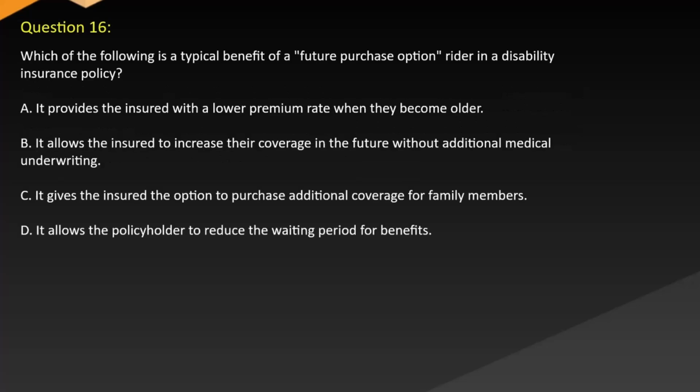Question 16. Which of the following is a typical benefit of a future purchase option rider in a disability insurance policy? A. It provides the insured with a lower premium rate when they become older. B. It allows the insured to increase their coverage in the future without additional medical underwriting. C. It gives the insured the option to purchase additional coverage for family members. D. It allows the policyholder to reduce the waiting period for benefits.